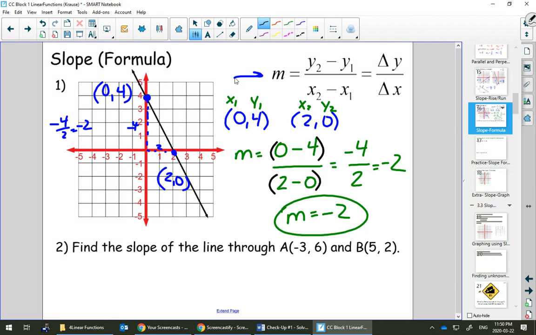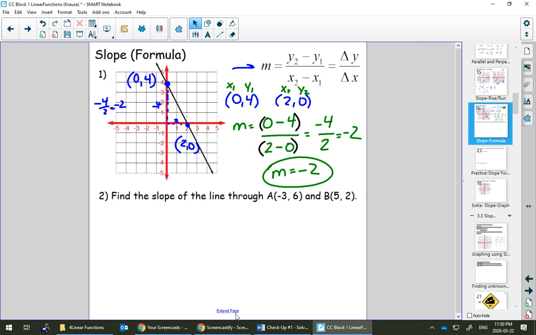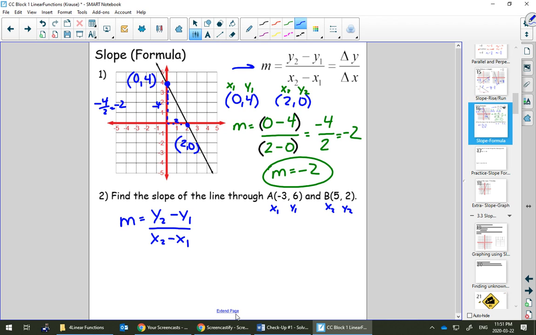The other mistake that you're going to likely encounter is dealing with negatives, and that's what we're going to see in the next question here. So it says find the slope of the line through A, negative 3, 6, and B, 5, 2. So the first thing I'm going to do is label my points, x1, y1, x2, y2, and I'm going to use that formula. Slope equals y2 minus y1 all over x2 minus x1.